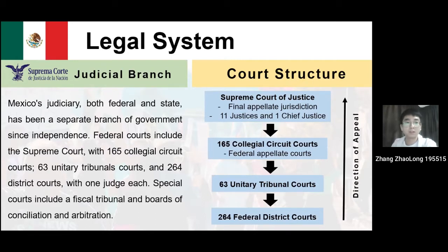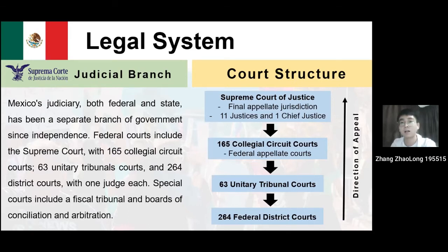Federal courts, including the Supreme Court, with 165 circuit courts and 63 unitary tribunal courts and 264 district courts with 1 judge each. Special courts including the Fiscal Tribunal and the Board of Conciliation and Arbitration.